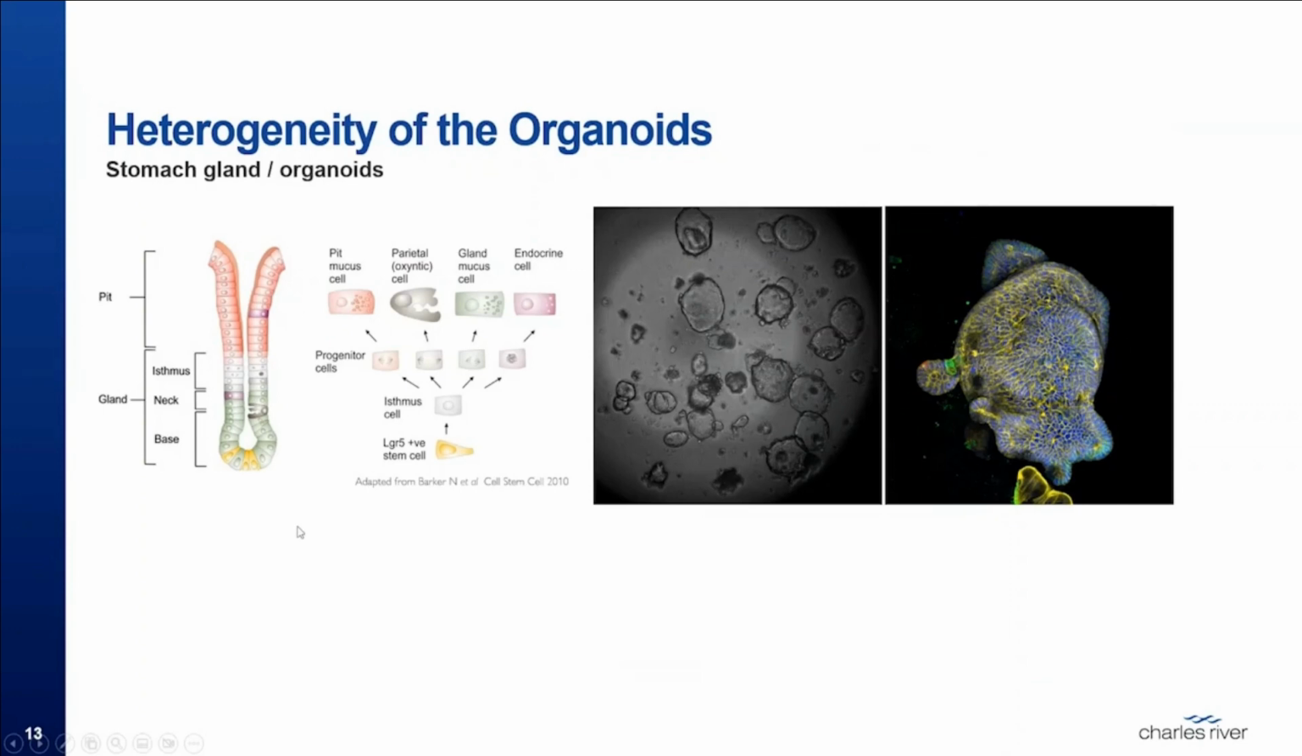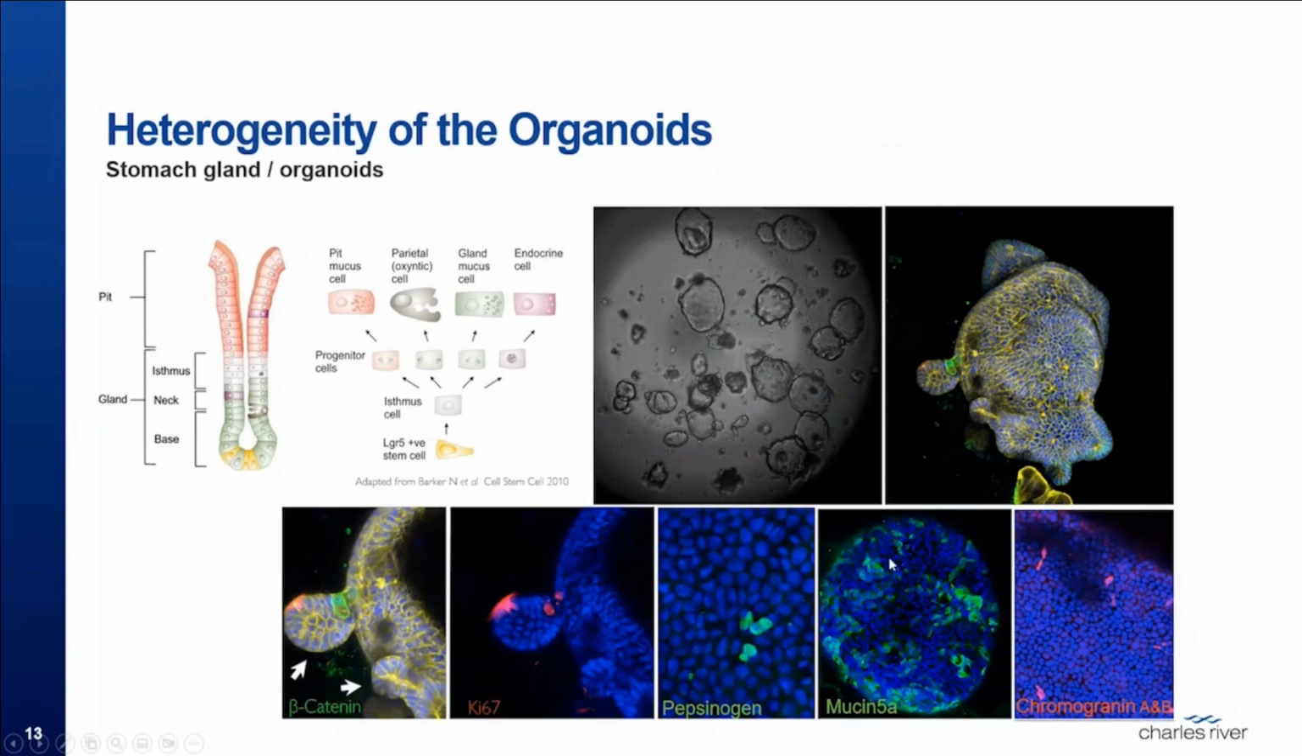So this is just an example of the heterogeneity of the organoids, and here we are looking at stomach organoids. Here on the left, just to remind you the structure of the stomach gland with all the different epithelial lineages that derive from the adult stem cell. And then here at the bottom, you can appreciate that within the stomach organoids, we have different lineage markers within the same organoid.